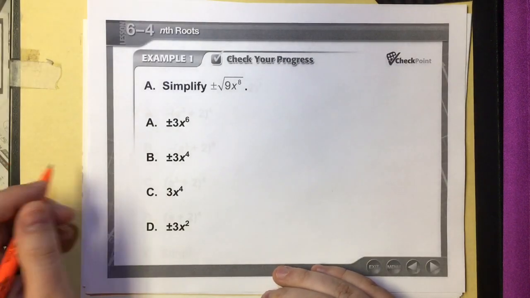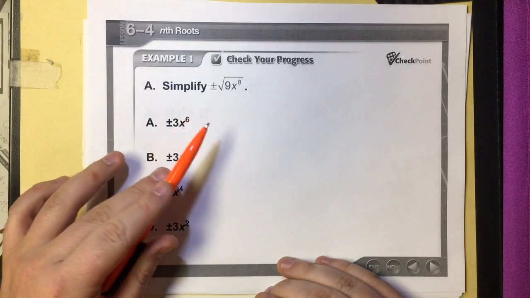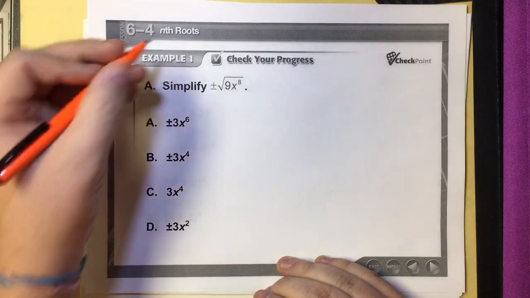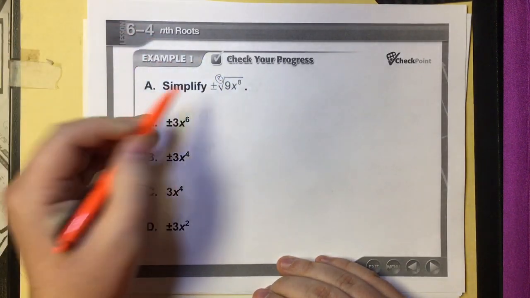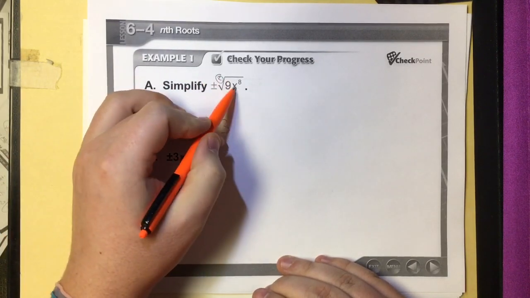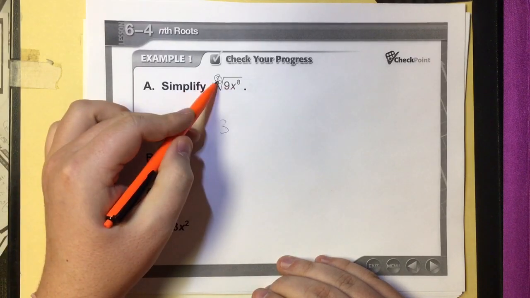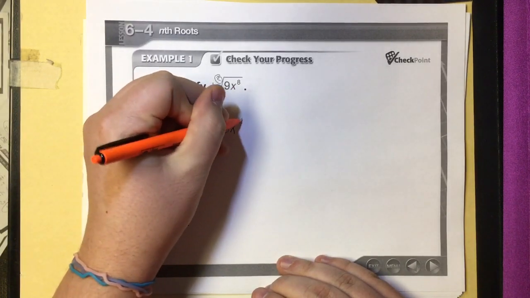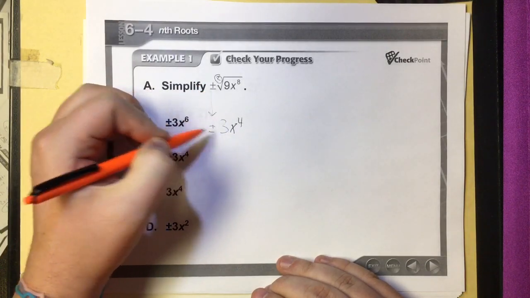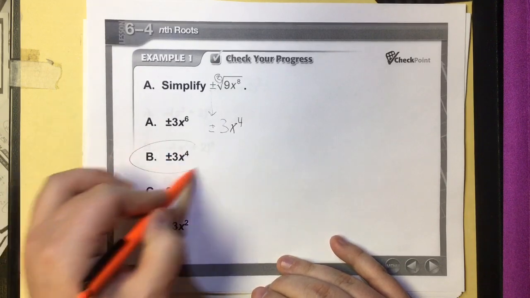All right. Here we go. Plus or minus the square root of 9 x to the 8th. Again, no index here, so it's a 2. Square root of 9 is 3. x to the 8th has to be 8 divided by 2 gives us 4, so that has to be our x to the 4th, and our plus or minus drops down. Plus or minus 3x to the 4th.